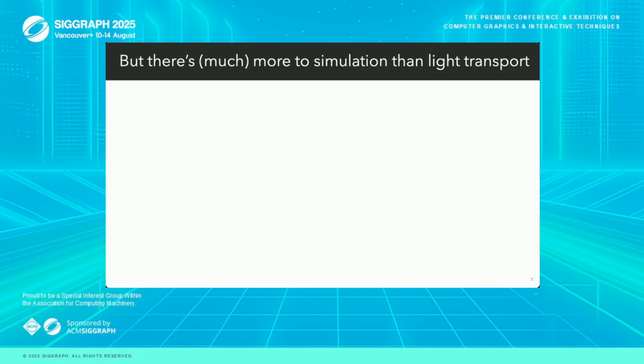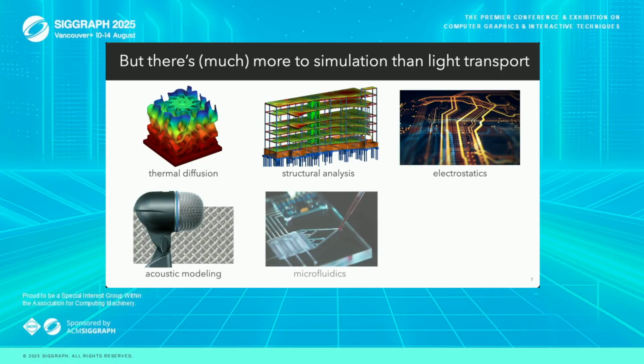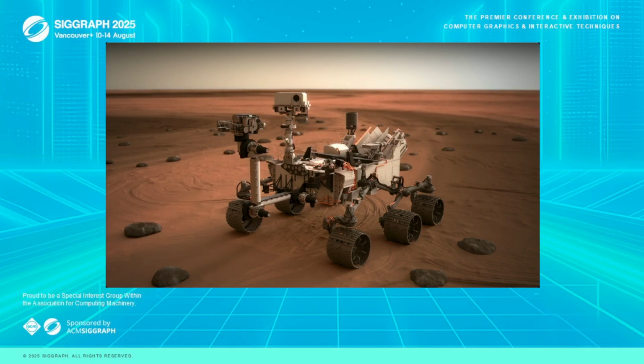However, there's, of course, a lot more to the physical world than just light. For instance, we might need to understand heating and cooling, or whether a building will stand up, or how an electrical device might work, and so on. And so our goal here today is to think about a much broader scientific and engineering context outside of just image generation. For instance, as just one example, here's an image of NASA's Curiosity Mars rover.